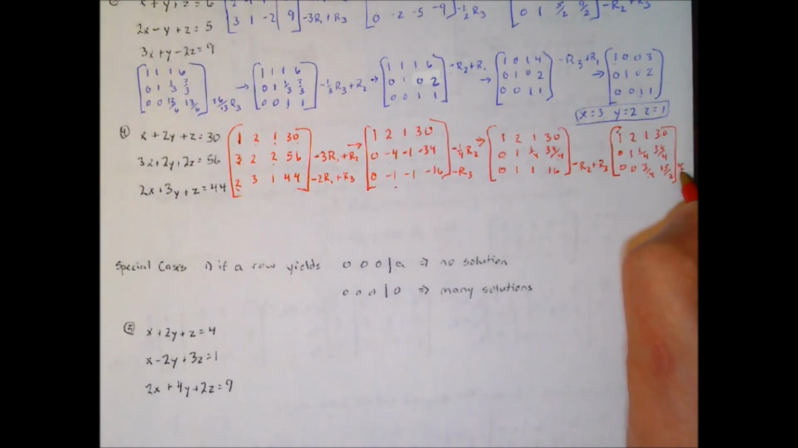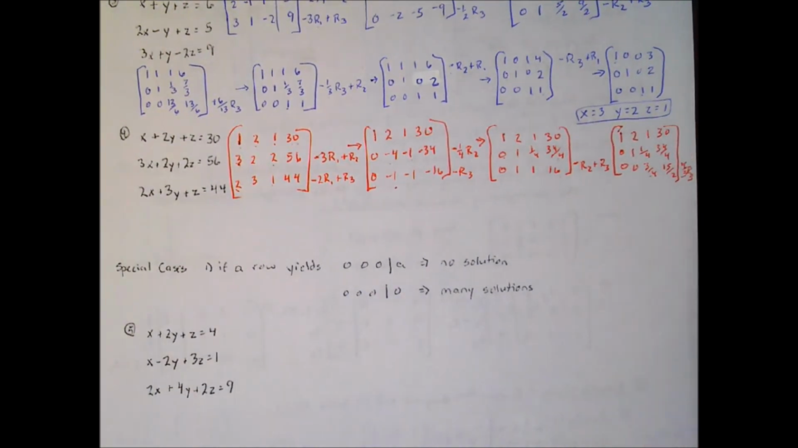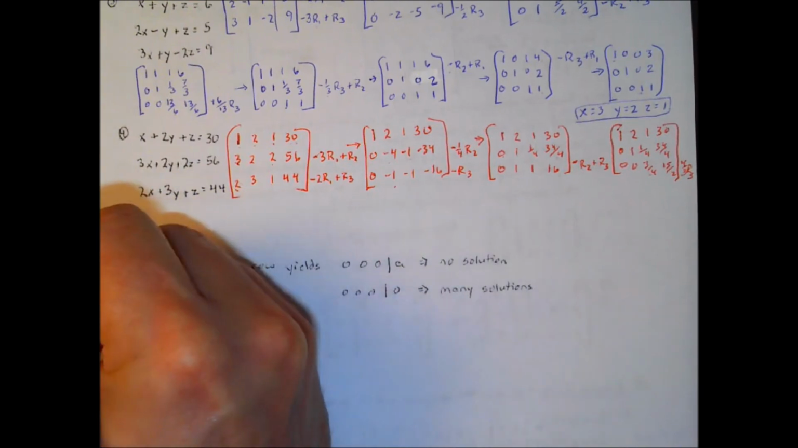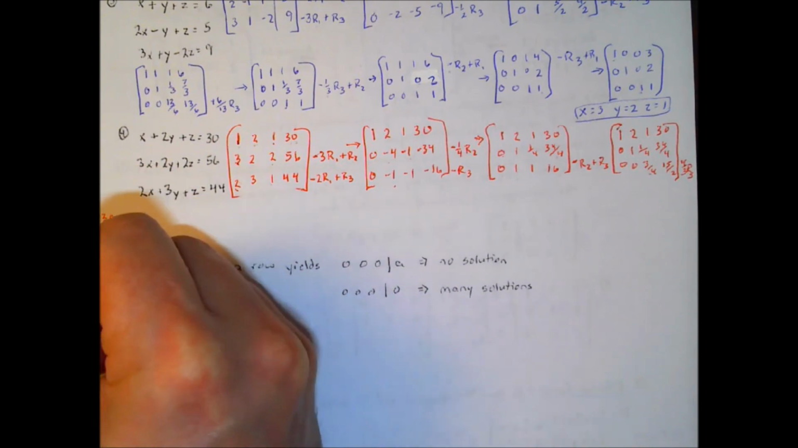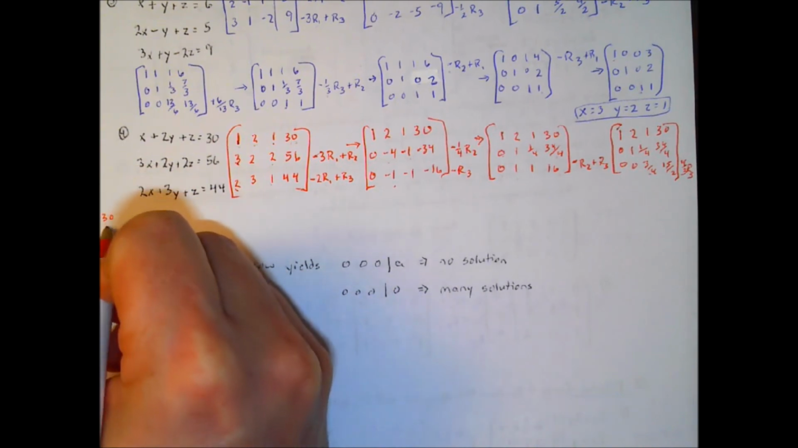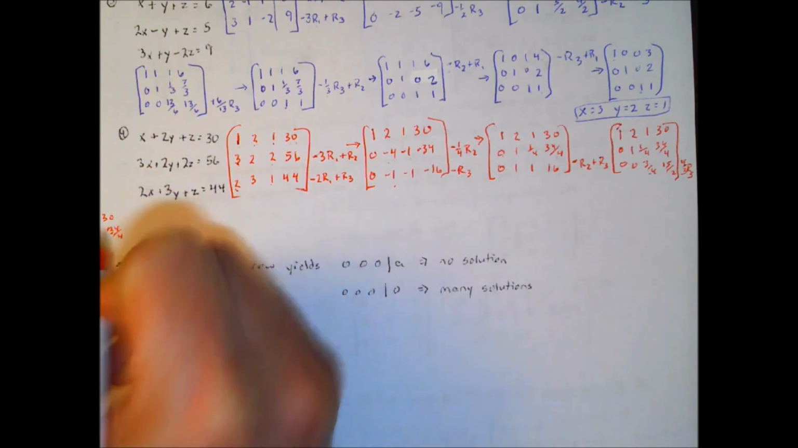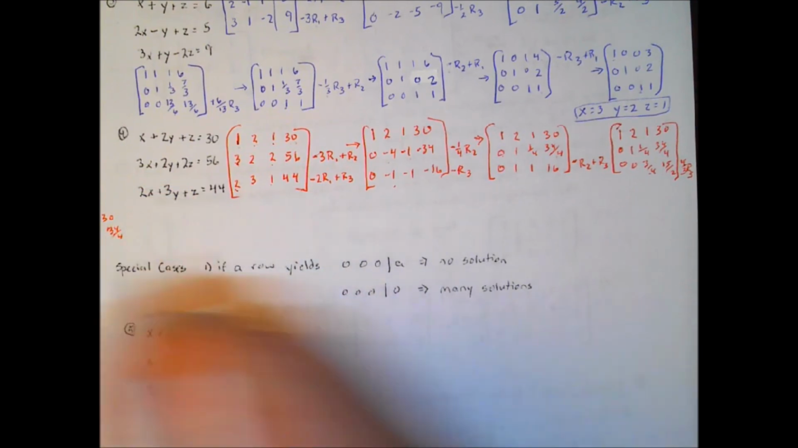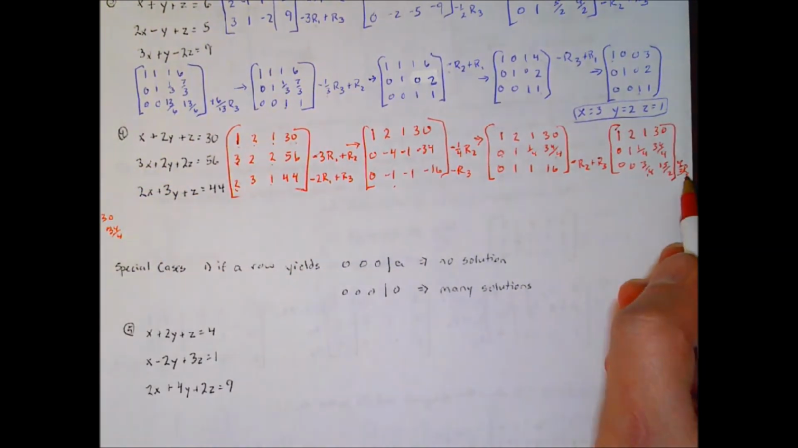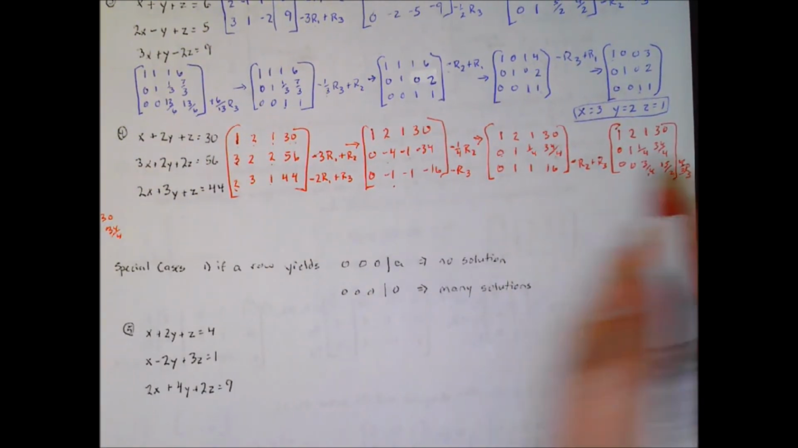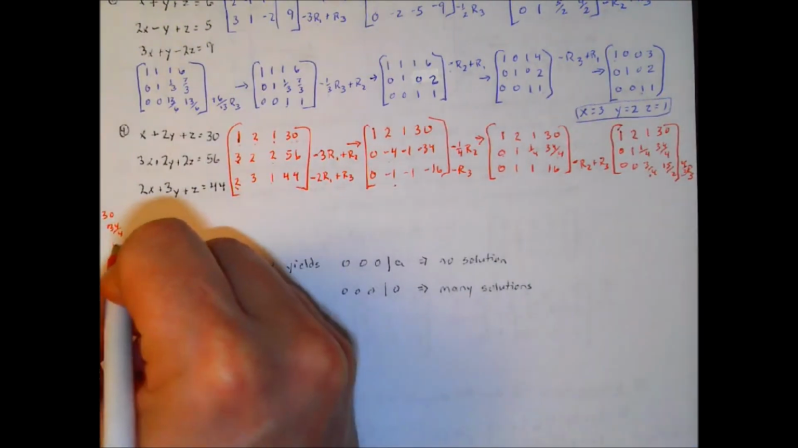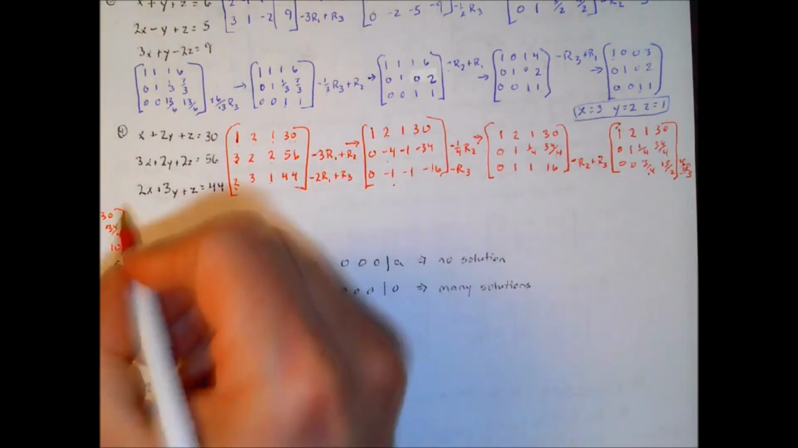Gives me, didn't do anything to the top or middle. Okay, it'd still be 0 and 0. 4/3 times that gives you 1. 4/3 times that gives you 10. Okay, so we know now that z is equal to 10. Okay, now let's work backwards.